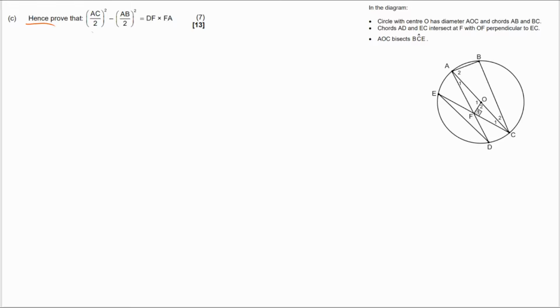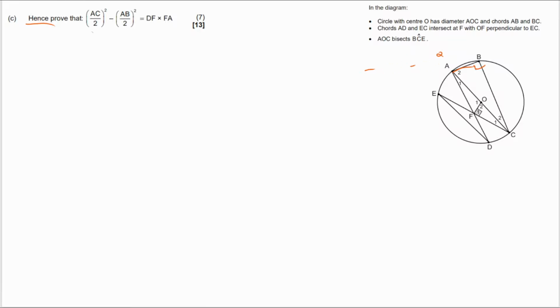So if you do Pythag in this big triangle over here, remember, this is 90. So you're going to get AC squared is equal to AB squared plus BC squared. Okay, but we're not dealing with that. We're dealing with AC over 2.